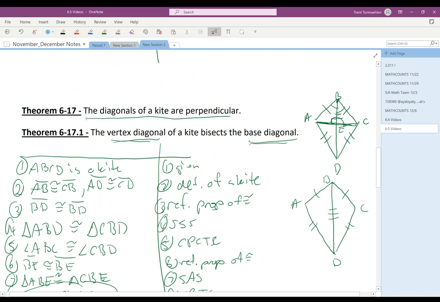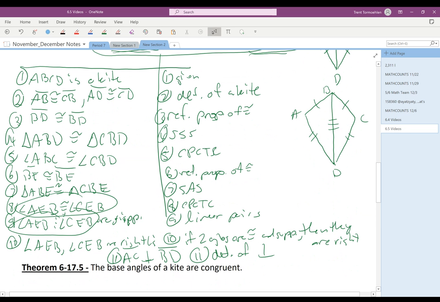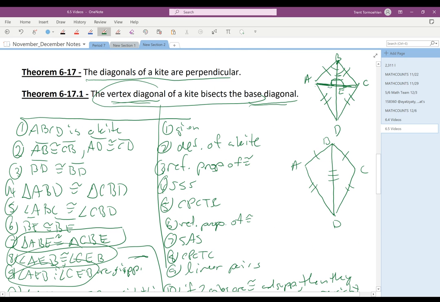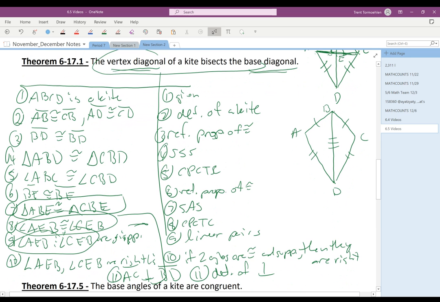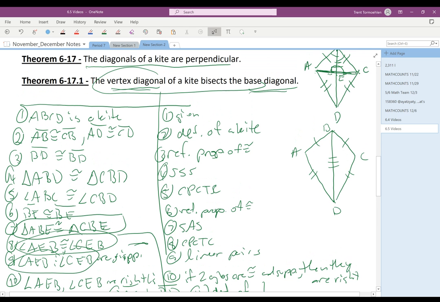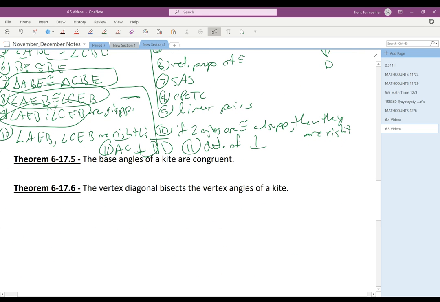Okay, so these first two theorems tell us that not only are the diagonals perpendicular, they meet at right angles, which is super helpful when solving problems. Also, the vertex diagonal of the kite bisects the base diagonal, which we can prove. We didn't put it in here, but instead of these steps, once we showed this, we could have said that AE is congruent to EC, which proves that BD bisects AC. That would have been the last step for the proof of 6-17.1. The reason I put the .1 is just following along with your book.